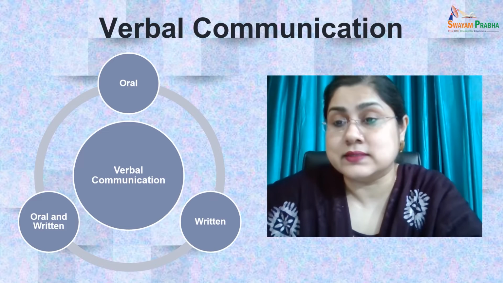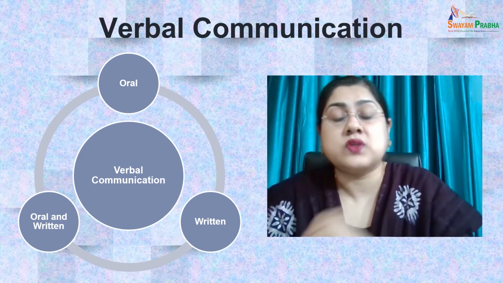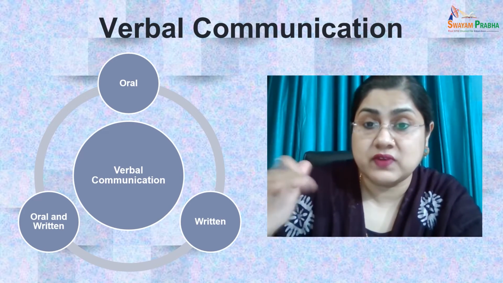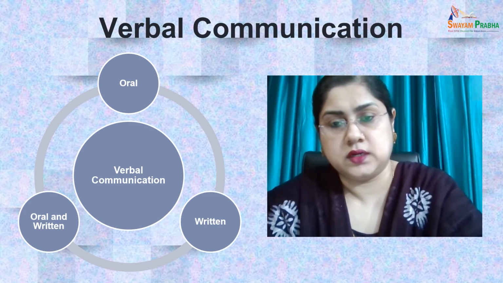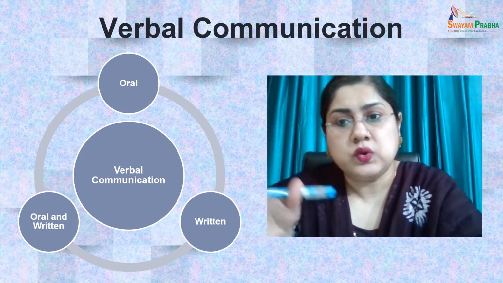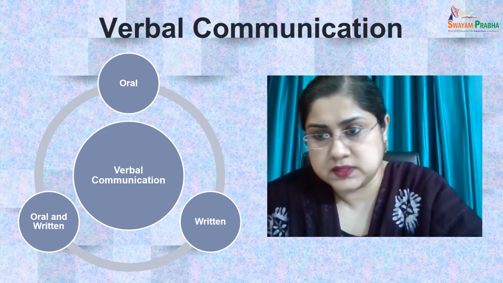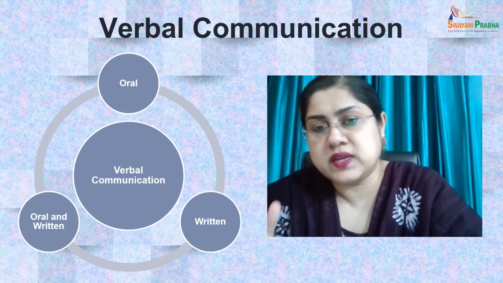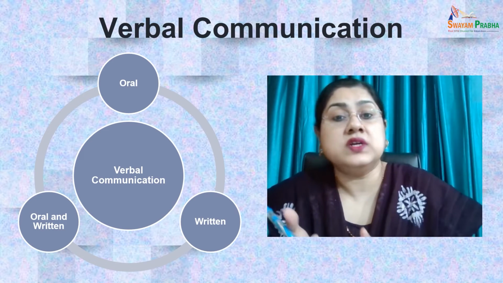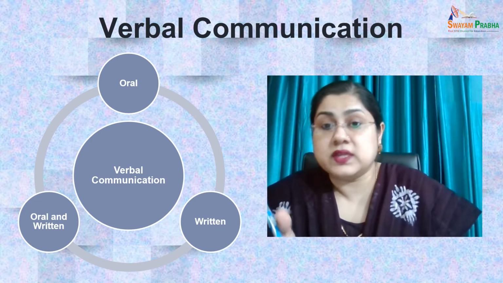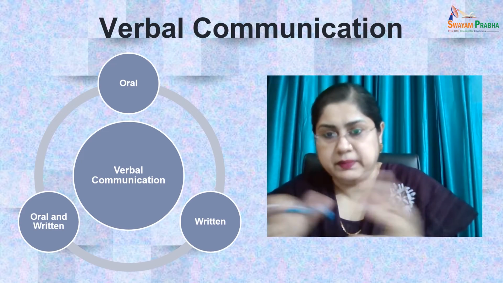And then come the sentences, which are governed by the rules of grammar, and that grammar will be according to that particular language. Language can make use of one of three forms. What are these three forms? The first one is oral, then we have written, and then the next one is oral and written both, like a mix of both.